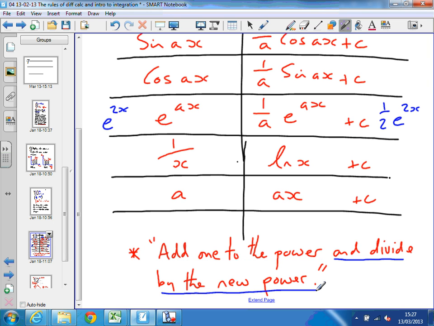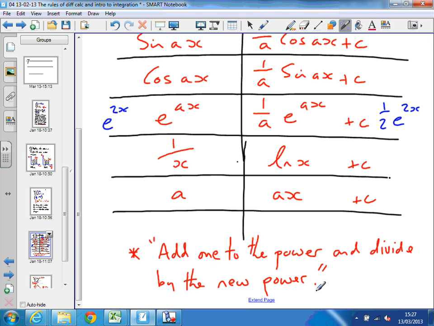And that's a nice little thing to remember. It almost rhymes, or it's got a nice ring to it. How do you integrate? Add 1 to the power and divide by the new power. How do you integrate, George? Right, okay. Add 1 to the power and divide by the new power.